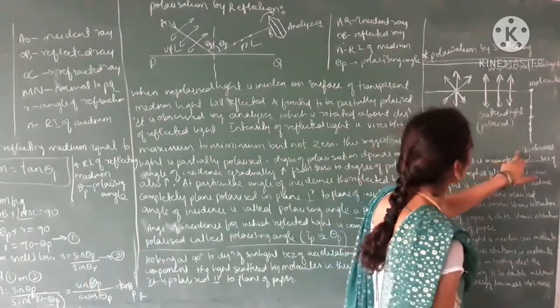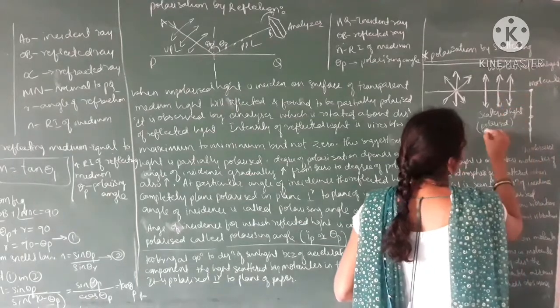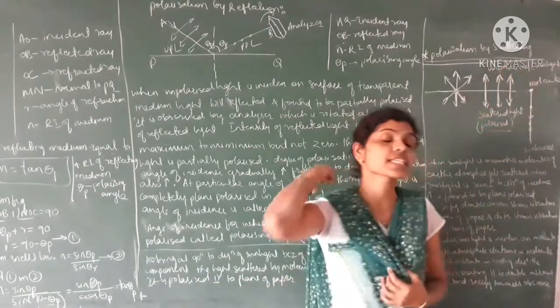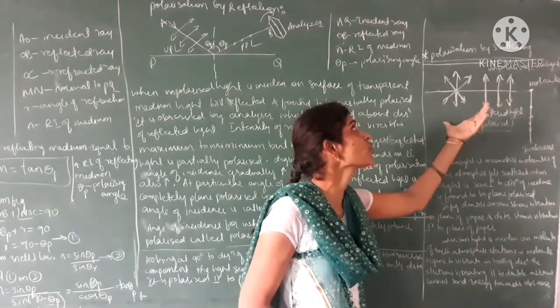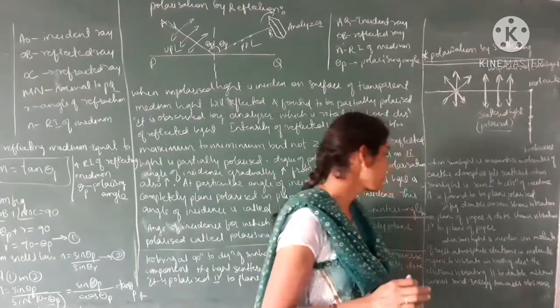This is the observer and this dot is the molecule. This is the scattered light, which we are calling polarized, and this is the unpolarized light, which is nothing but sunlight. So this is the diagram we use to represent polarization by the scattering process.